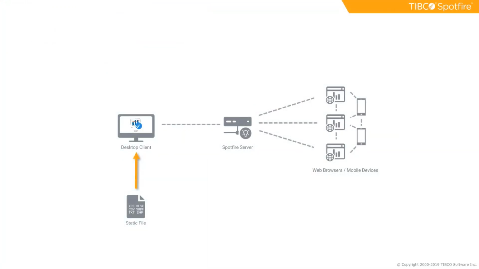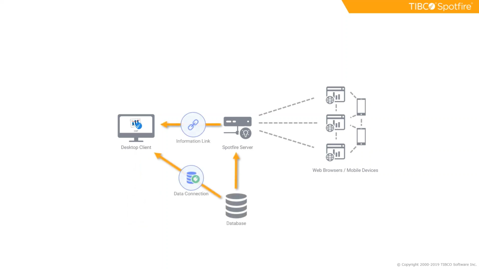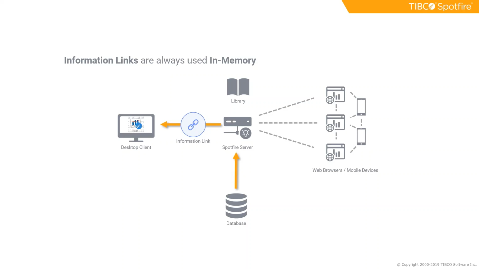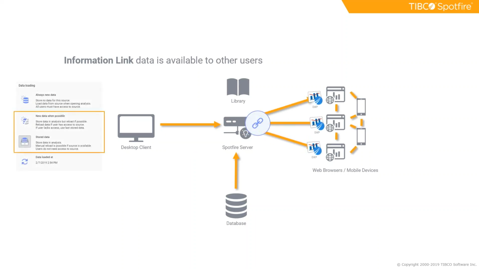What I just showed is bringing static data into my analysis through files and through my clipboard. For databases, you can use either connections or information links. Information links are datasets queried from databases and pre-configured for your use. They are accessed from your Spotfire library and always used in memory in an analysis. When you save your analysis to the library, other users with access to the information links are able to see the latest data, otherwise the data can be embedded into the DXP as a snapshot.